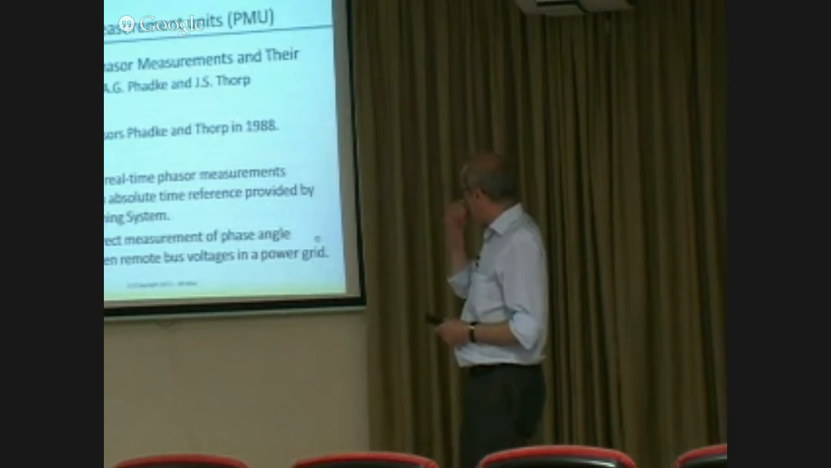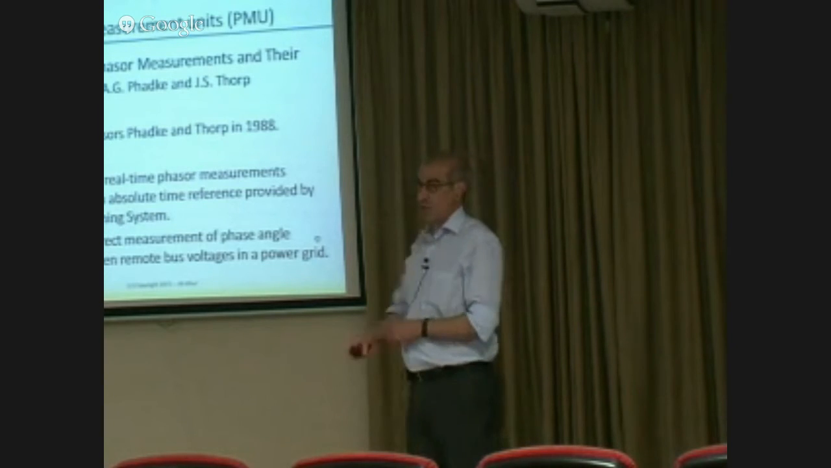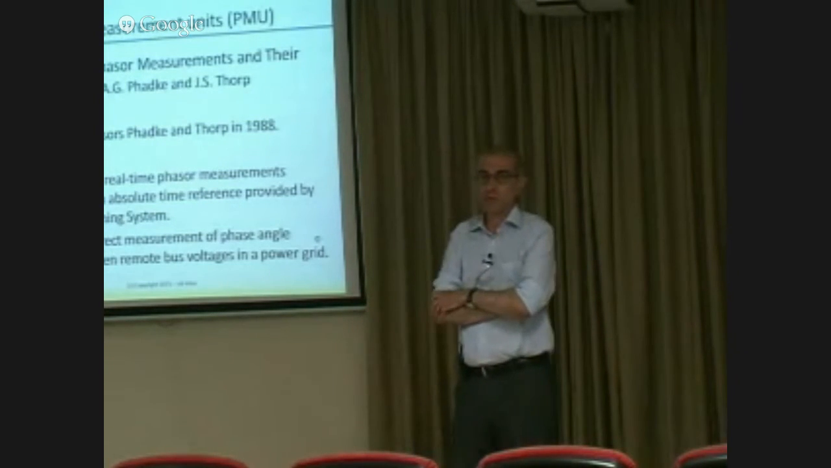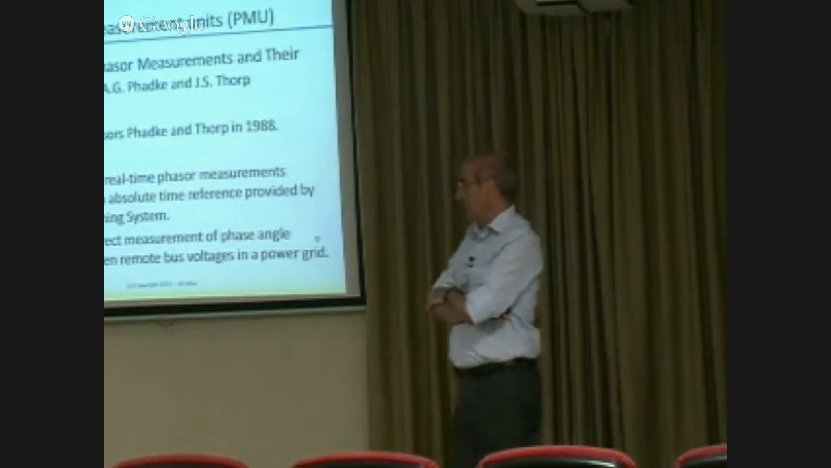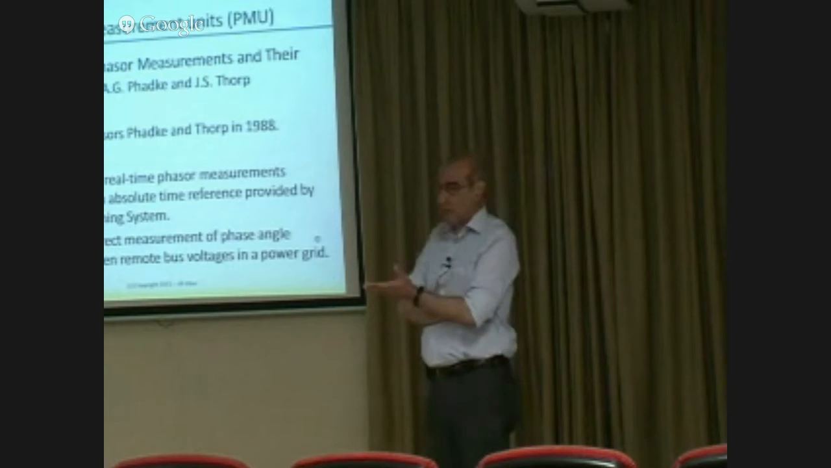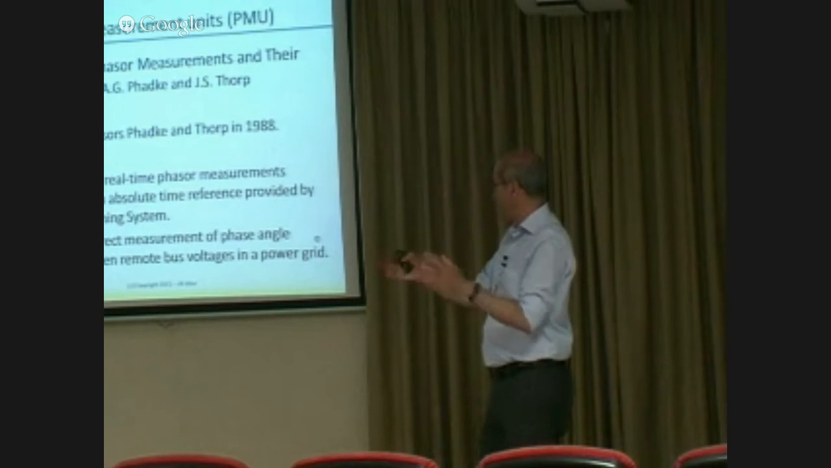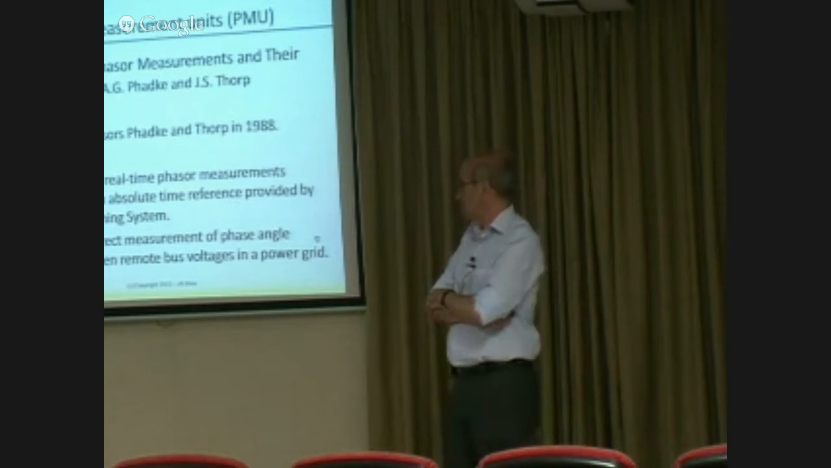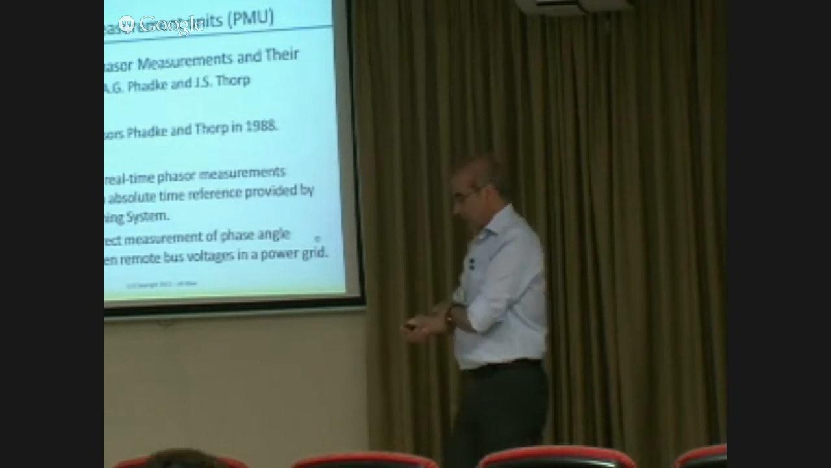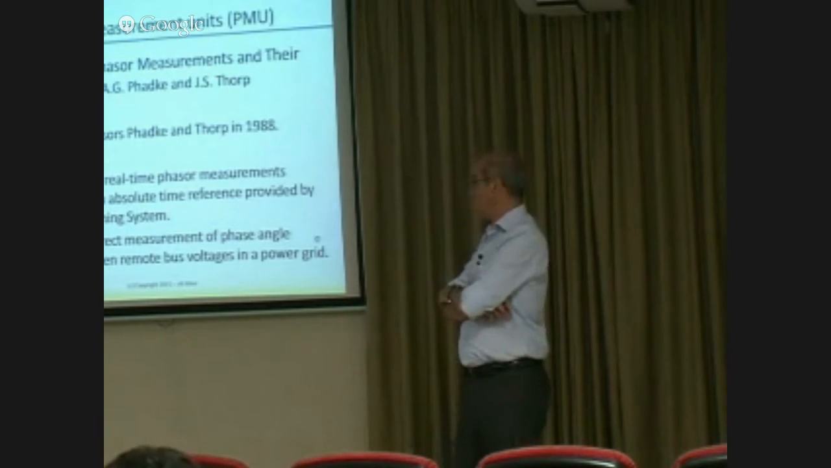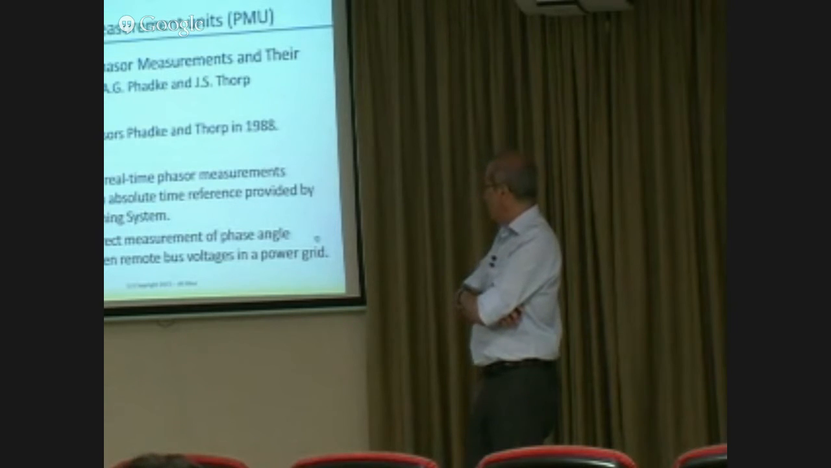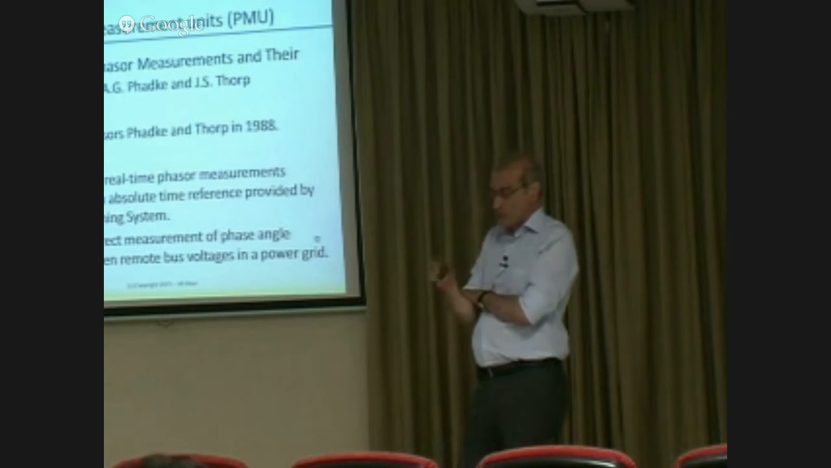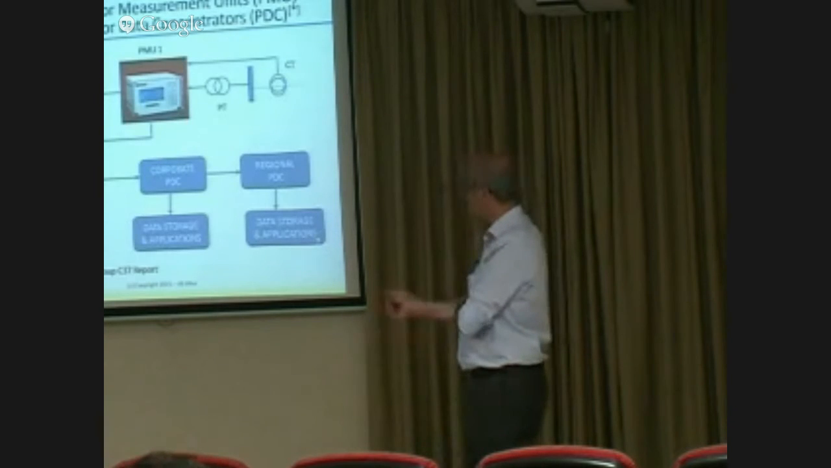So, this is part of the repetition: phasor measurement units. For those of you who are not too familiar with this, they were introduced in the late 80s. The concept was already around, but the actual device prototype was introduced by Professors Phadke and Thorp. It's basically a device which uses GPS synchronization to come up with synchronized measurements at remote locations in the system. The device looks like this.